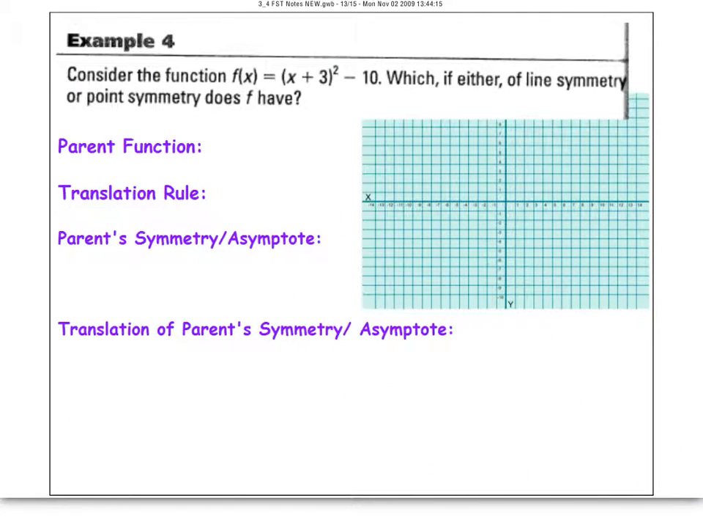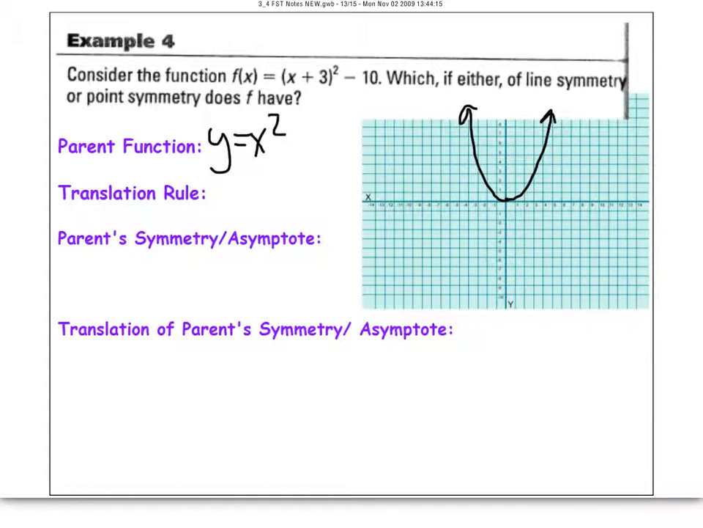Here's one more for us to practice. Consider this particular parabola and talk about the symmetry that it has and where it is. So again, let's talk about the parent function of the parabola first. That's just y equals x squared. So I'm going to sketch the parent function in here so we remember what we're dealing with. It's a rough sketch. And then we're going to identify the translation rule, the parent function symmetry, and so forth.